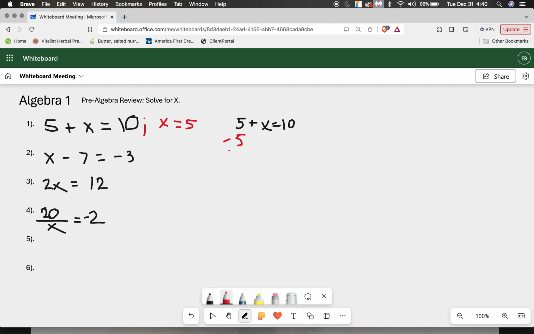5 minus 5 is 0. And remember, whatever we do on this side of the equal sign, we have to do on the other. Otherwise, we're not staying true to math. So we have to subtract 5 from the other side. So that means that 5 minus 5 is 0 plus x equals 10 minus 5. Well, that means x equals 10 minus 5, which is 5. And that's how we can solve this equation for x.